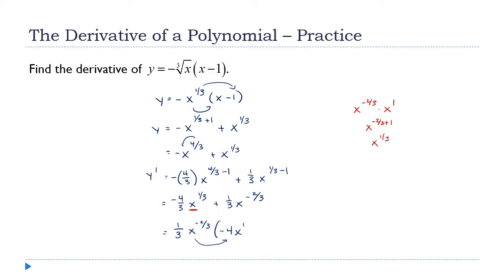Now what's left here? Well, I took really the whole thing out. I took the 1/3 out, and I took the x to the negative 2/3 out. So all that's left here is 1. Now I can get my final answer. Y prime equals negative 4x plus 1 over 3x to the 2/3, and that's my final result.